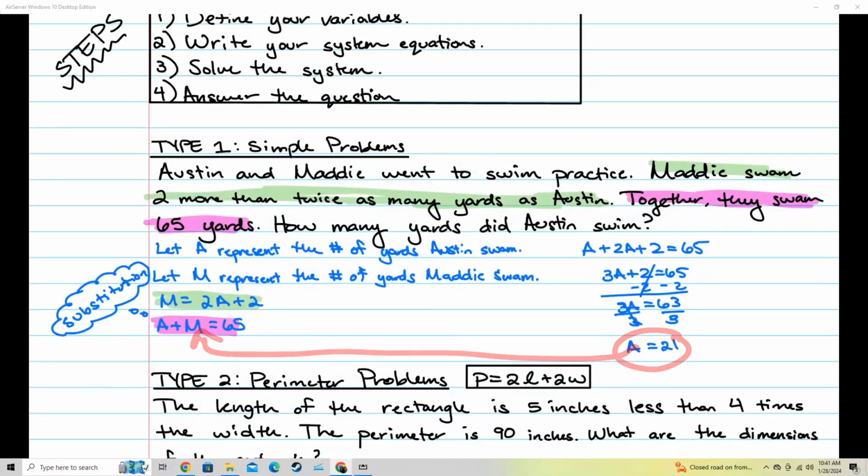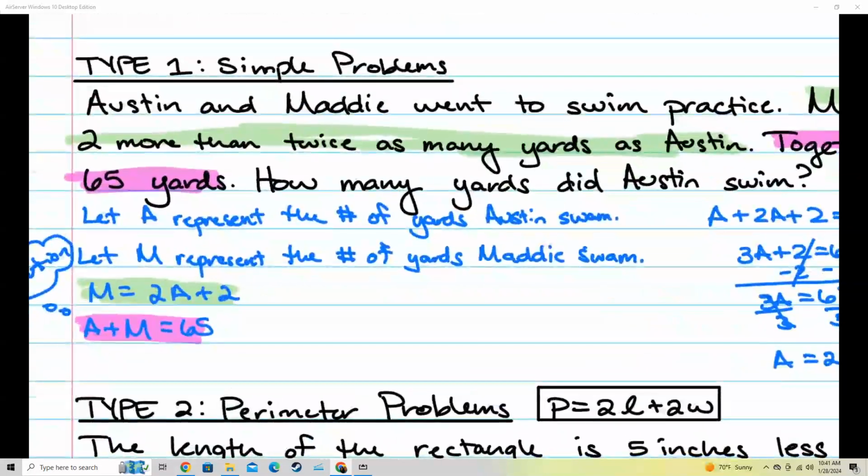I can definitely find the second part of my answer, except the question is asking me how many yards did Austin swim? And I know that Austin swam 21 yards. So I don't need the second part of that answer for this problem. I can go ahead and answer the question, but I need to answer the question. So the question was, how many yards did Austin swim?